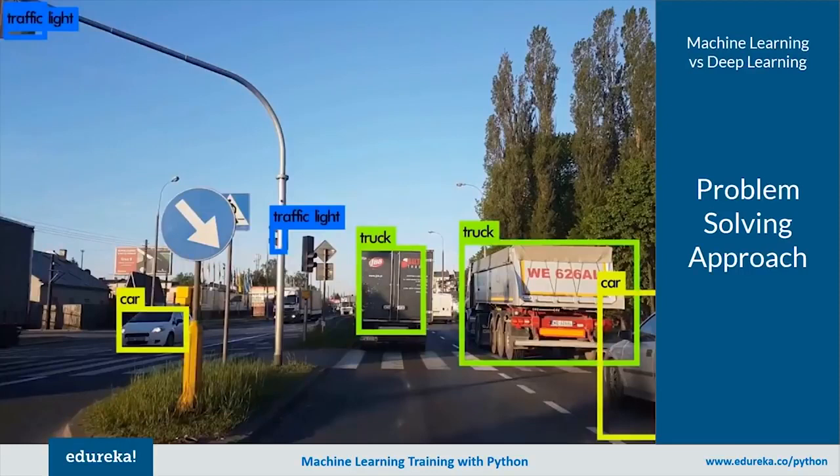Let's take an example to understand this. Suppose you have a task of multiple object detection, and your task is to identify what the object is and where it is present in the image. So let's see and compare how you will tackle this issue using the concept of machine learning and deep learning. Starting with machine learning, in a typical machine learning approach, you would first divide the problem into two steps.